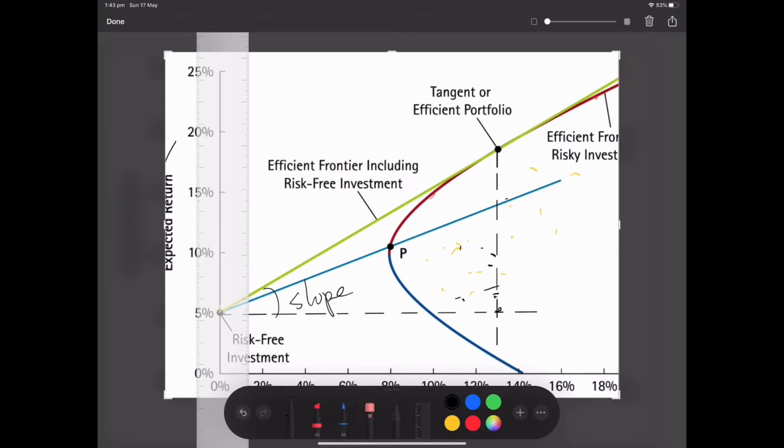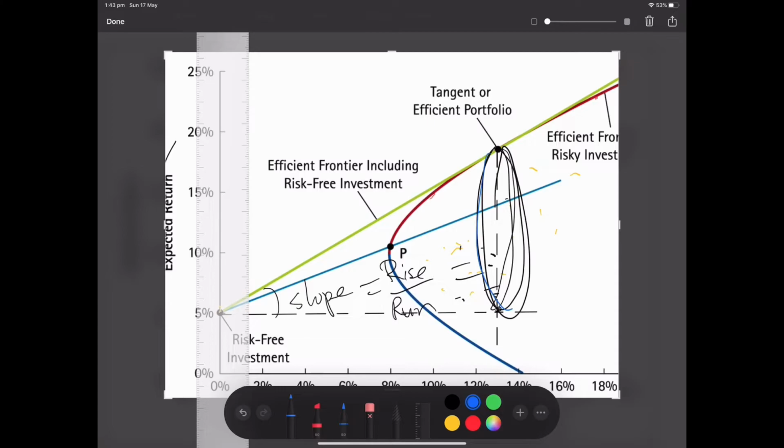So the slope of this line equals rise over run. And rise equals what? Actually, why don't we just use this blue area. That equals your portfolio return over here minus the risk-free return. That's your rise. And what's your run?